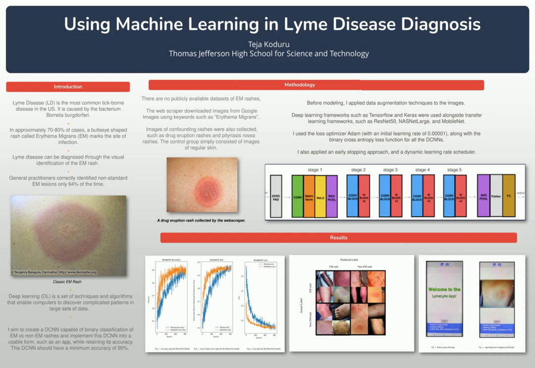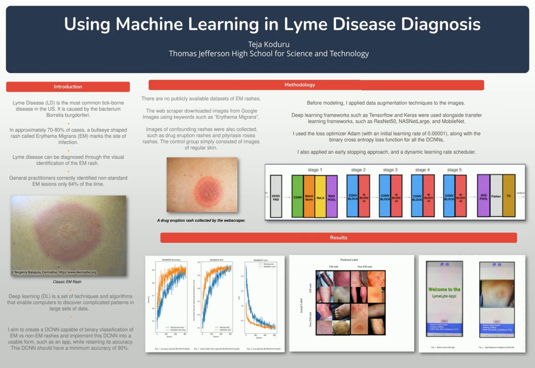We used the loss optimizer Adam to train our deep convolutional neural networks, and during training we also used an early stopping approach which would stop the training process after 20 epochs if the validation accuracy failed to improve. Additionally, we added a dynamic learning rate scheduler for improved accuracy.